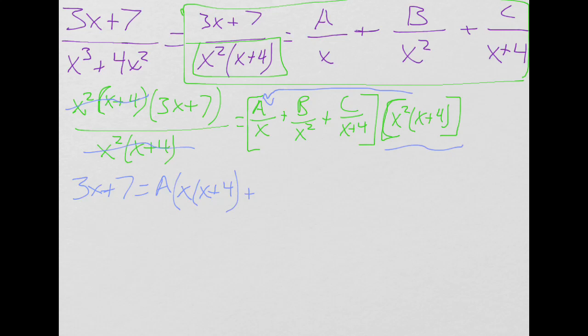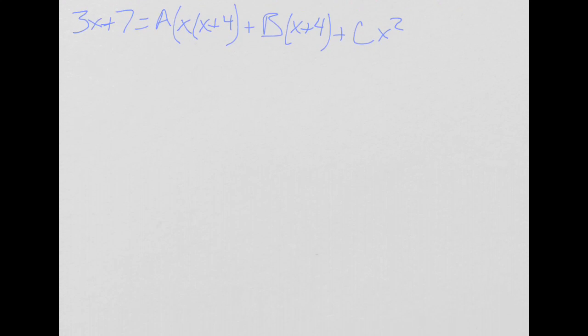Plus, let's look at our middle fraction there. Now notice our x squareds are going to cancel each other out. So we're going to get plus b times x plus 4. And then finally we'll get plus c. Notice our x plus 4s are going to cancel out, so we'll get c x squared. Just like that. Let's go ahead and simplify this a little bit. Actually, let's not. Let's just plow straight through and start going with our cover-up method.